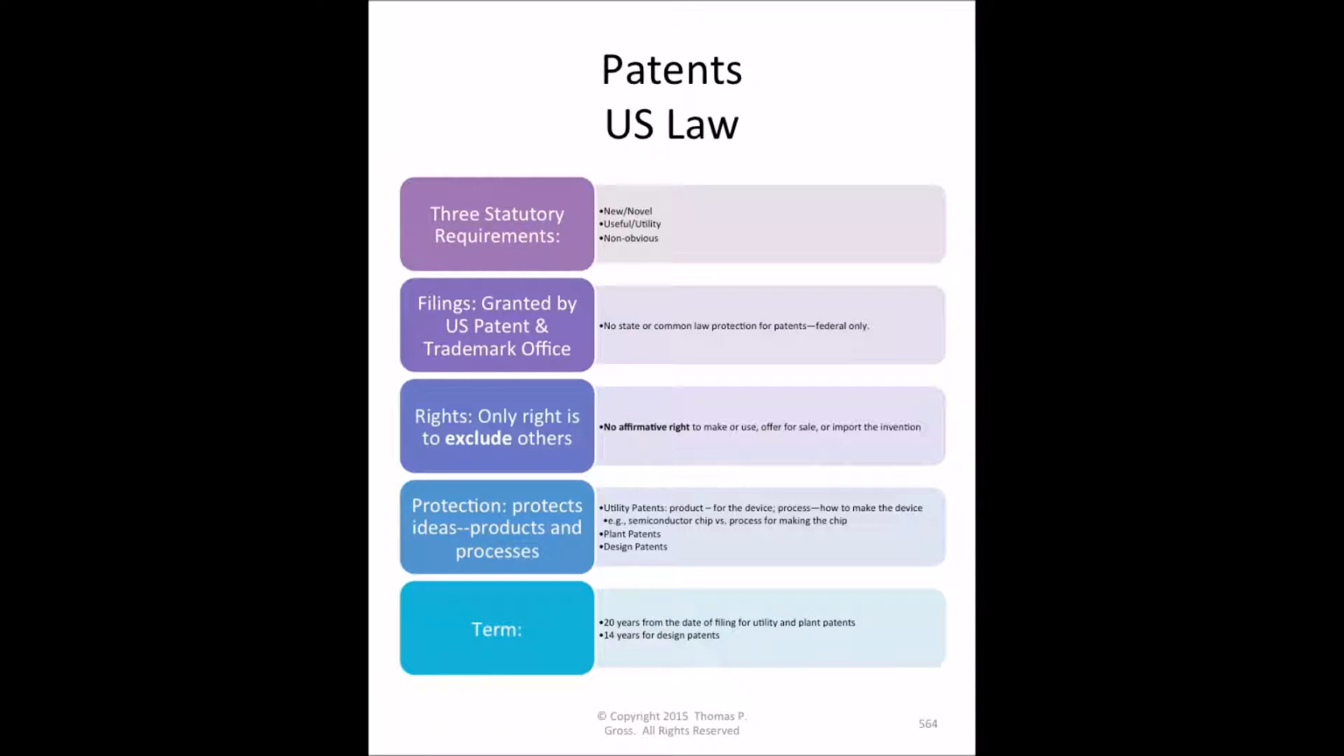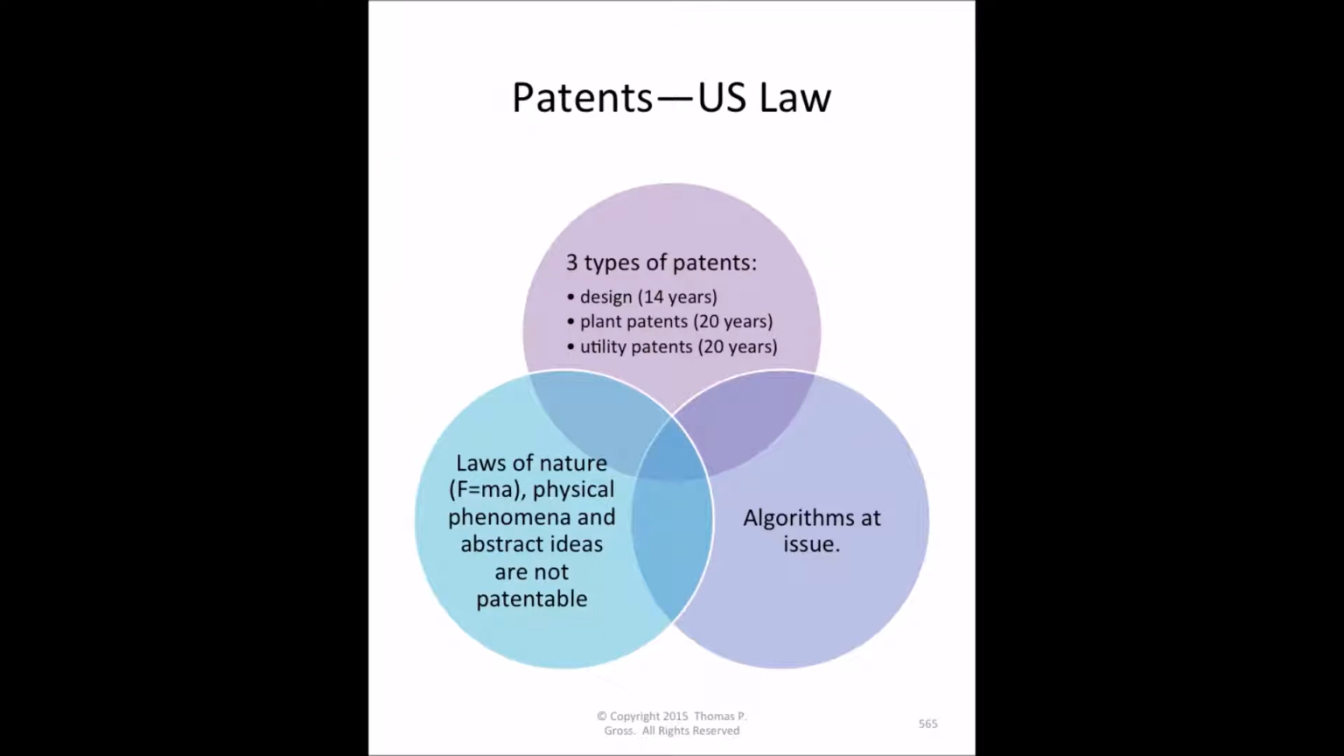And the term for patents is typically 20 years from the date of filing. You can also get design patents. It's a little bit shorter, 14 years. But the majority of patents are 20 years for products and processes, from the date of filing. Again, there are different types of patents. We see design patents, plant patents, and utility patents.